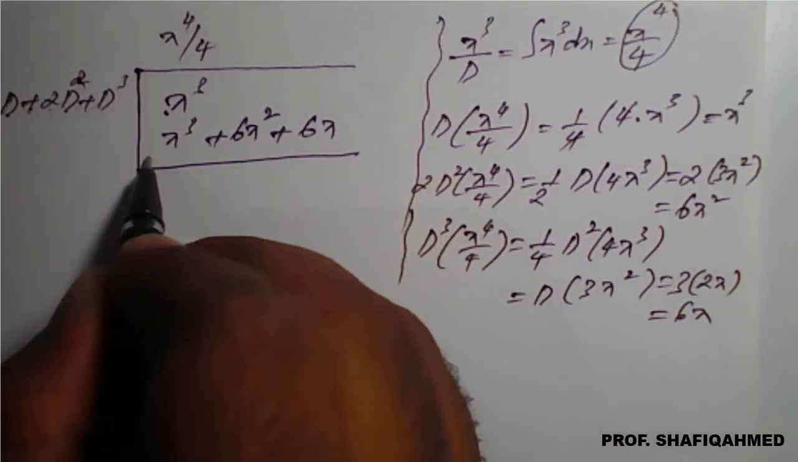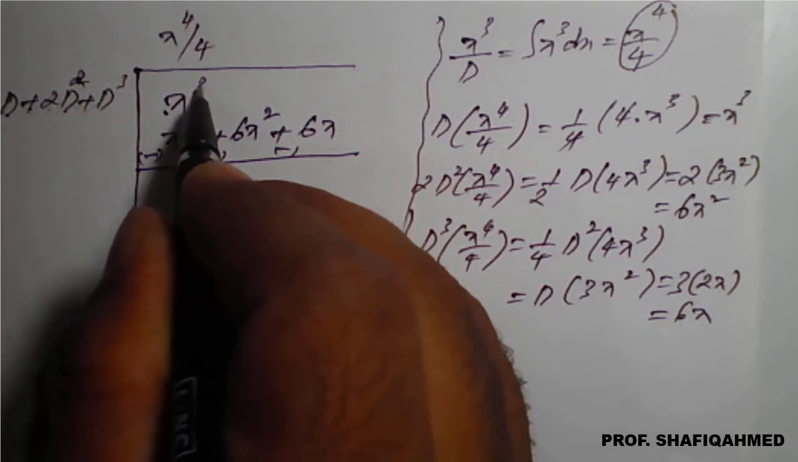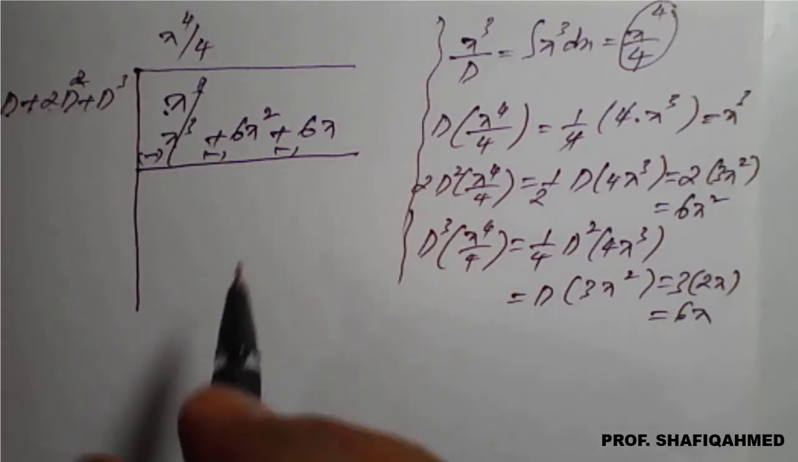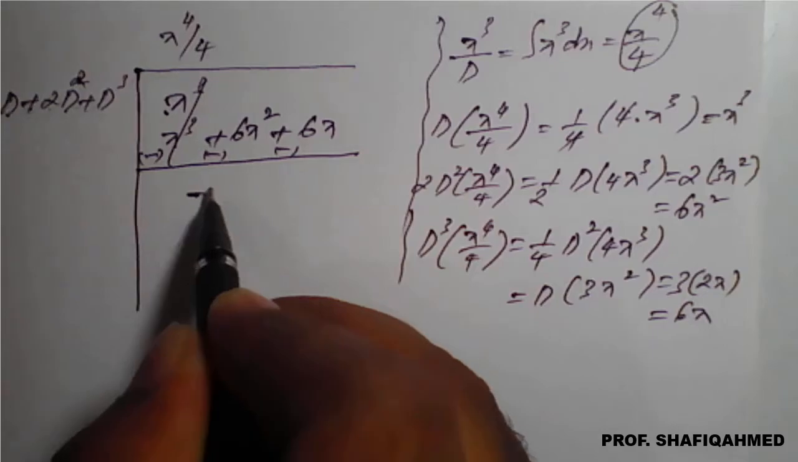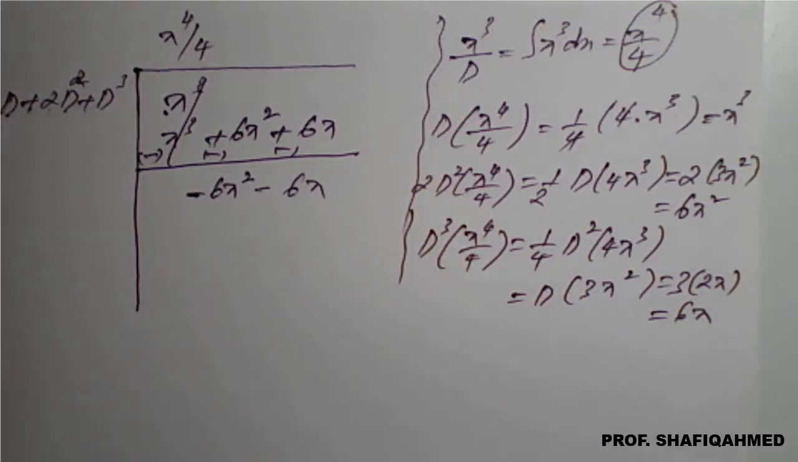Now change the sign, minus minus, here minus. So plus x cube minus x cube cancel. So we have left here minus 6x square minus 6x.